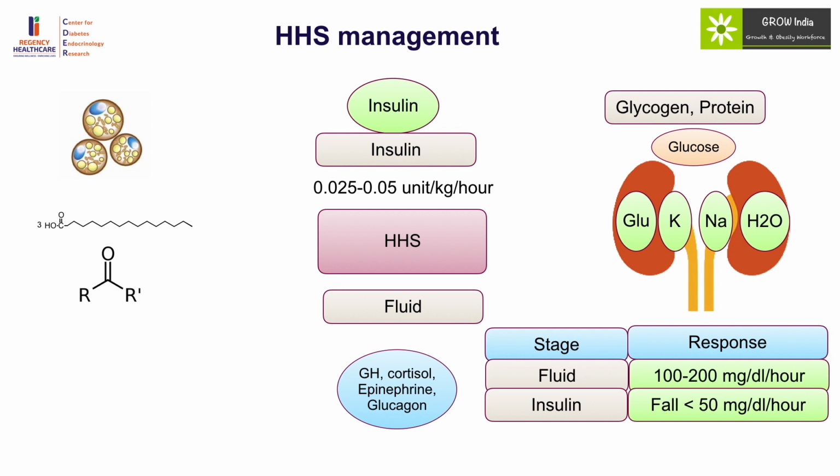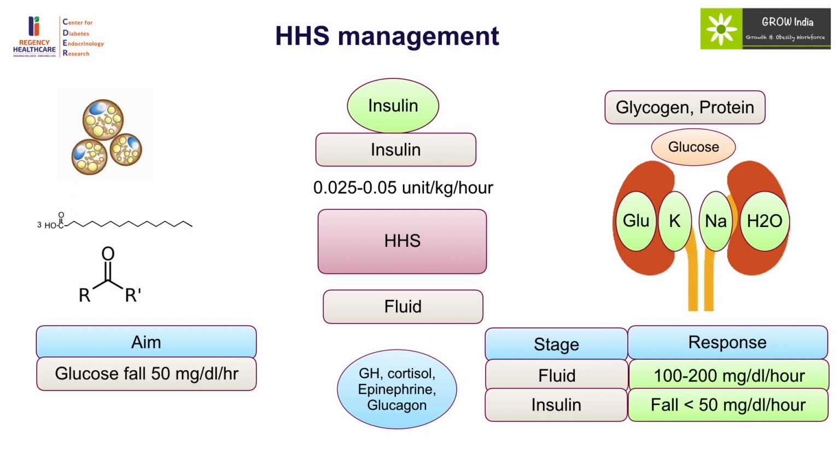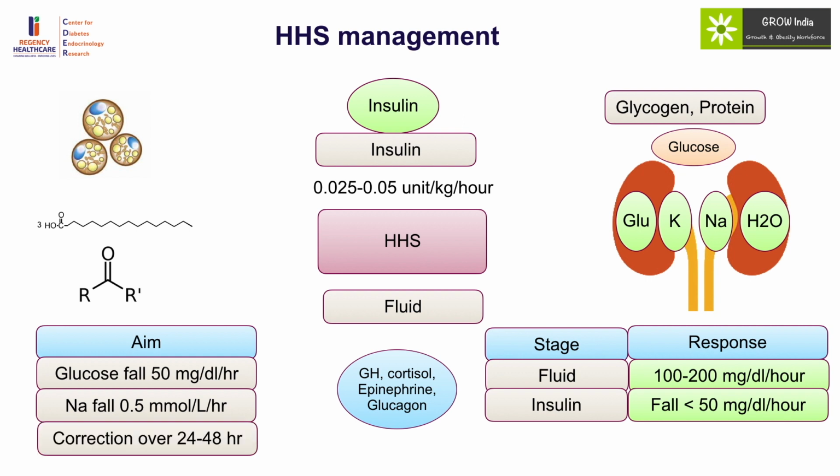problems in management. The aim of management of HHS is a glucose fall of around 50 mg per dl per hour and a sodium fall of around 0.5 millimoles per liter per hour, because if sodium doesn't fall, there are definite neurological sequelae which may happen, with the overall correction over 24 to 48 hours.